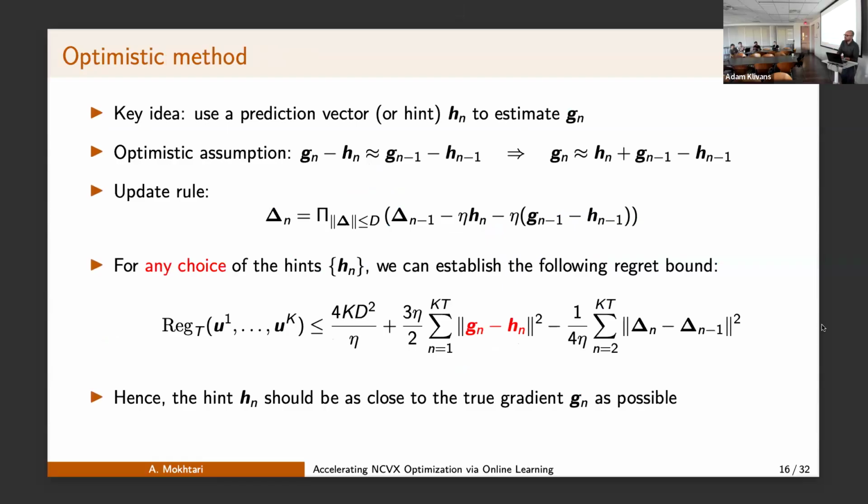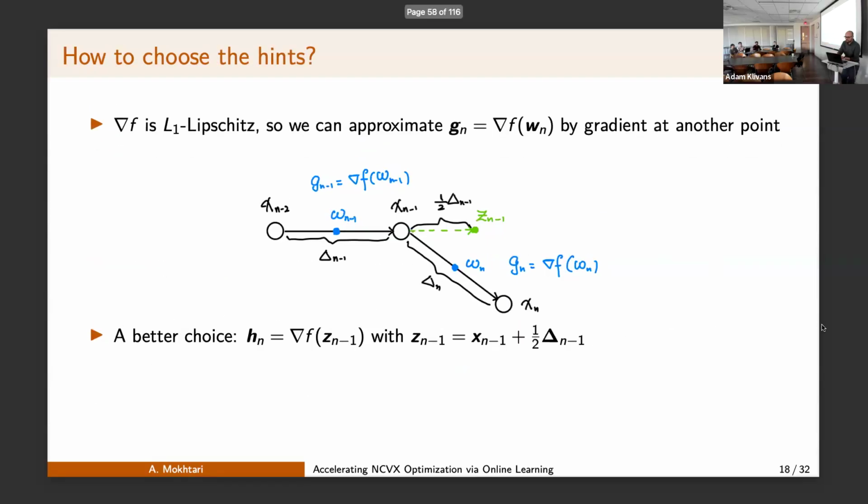I'm going to use it for quasi-Newton. For the first order, I don't use it anywhere in this part of the optimistic method. Everything is L1. But I'm going to use that in the next step.